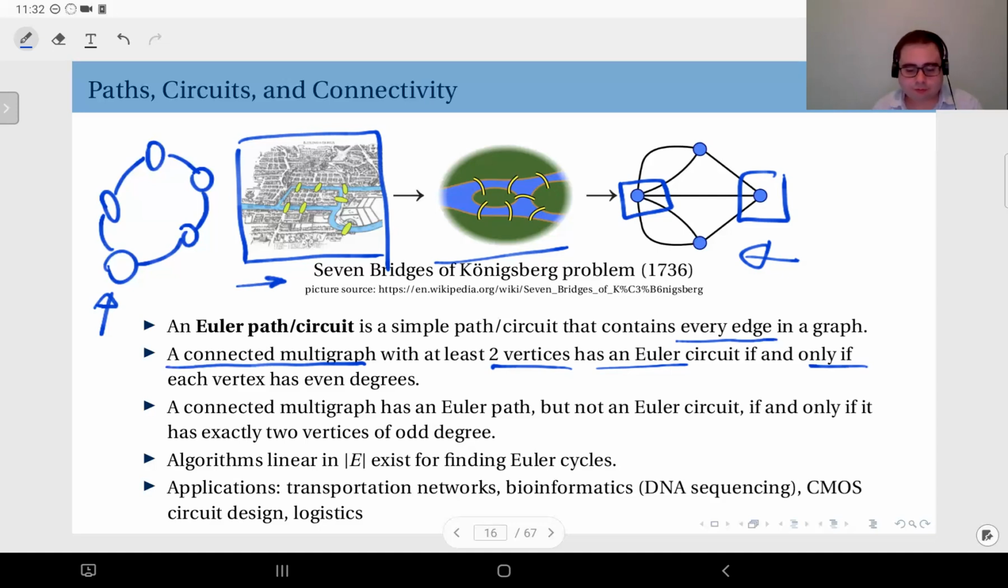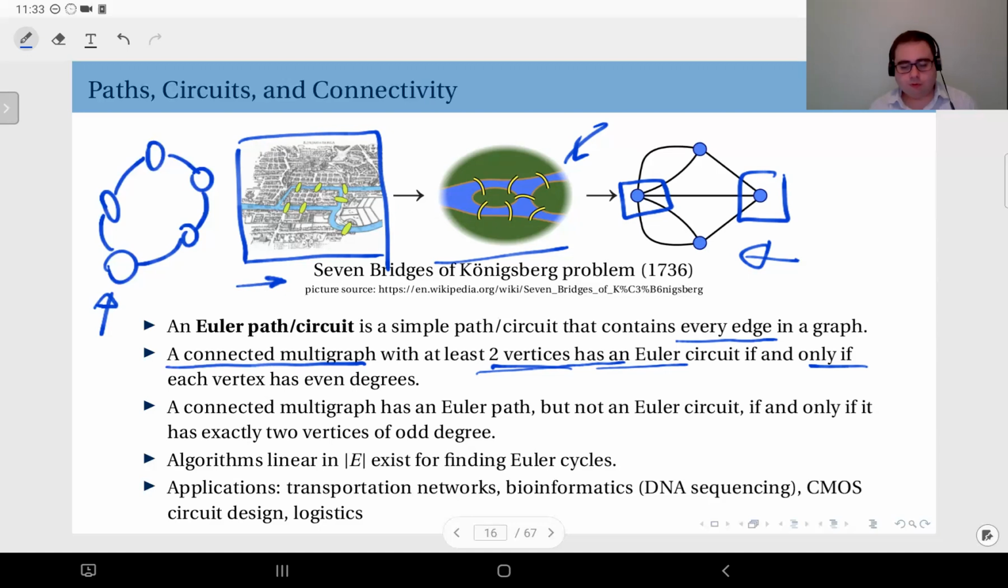So Euler has shown that a connected multigraph with at least 2 vertices has an Euler circuit if and only if each vertex has even degrees. So in this structure that is not satisfied, therefore the answer to the 7 bridges of Königsberg problem is no.